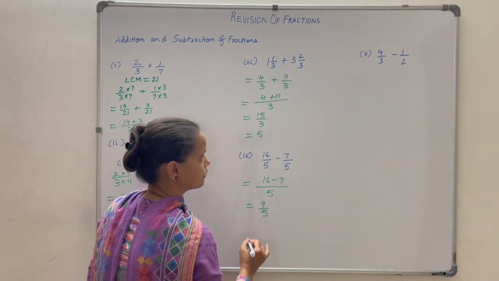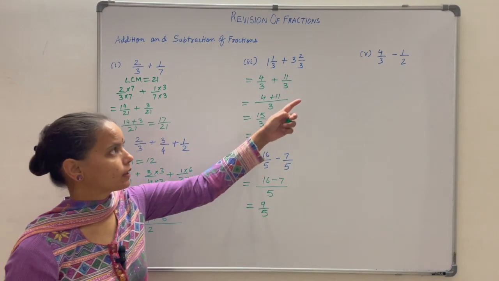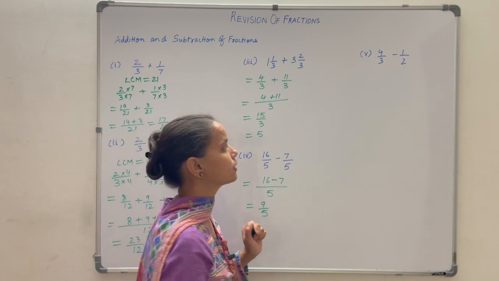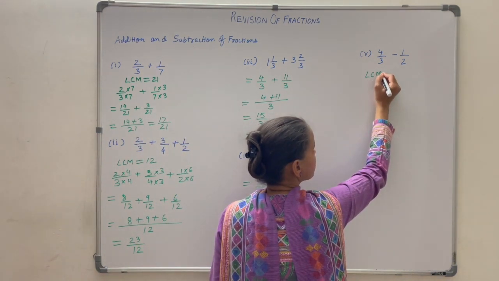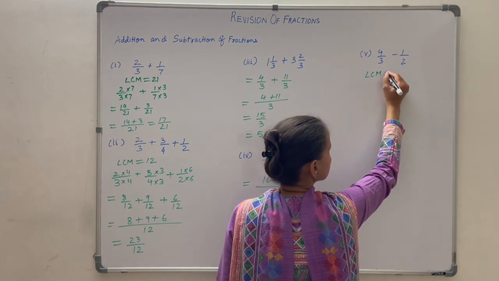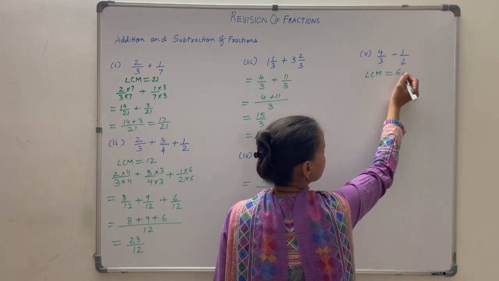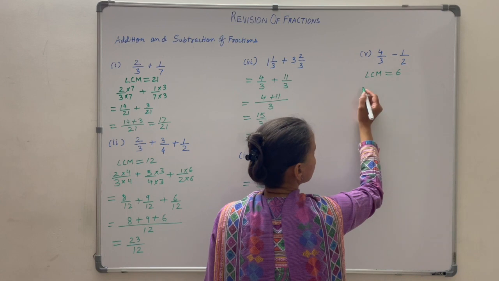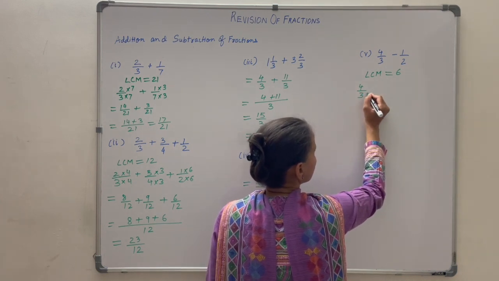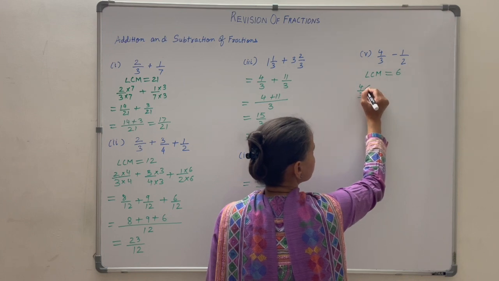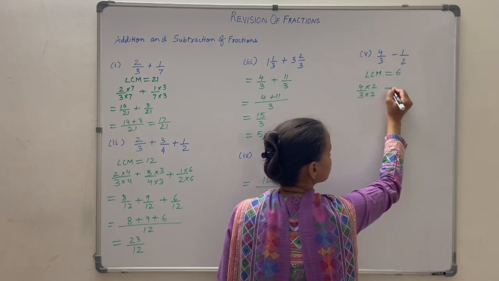9 upon 5. Now let us take this question. Here the denominators are different. So you need to find out the LCM. LCM of 3 and 2 is 6. If you don't know how to find out the LCM mentally, then you can use the prime factorization. So 4 by 3, I am multiplying 3 by 2. So the numerator also has to be multiplied by 2.